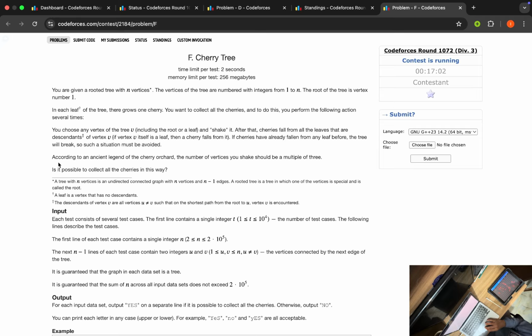According to an ancient legend of the cherry, the number of vertices you shake should be a multiple of 3. Is it possible to collect all the cherries in this way? Okay.